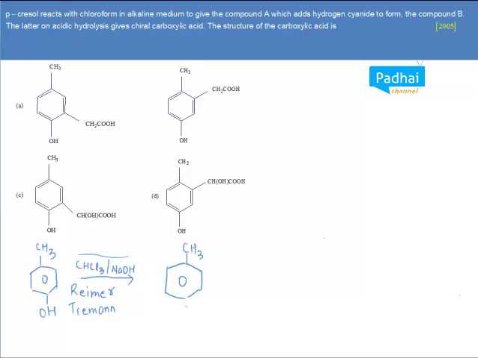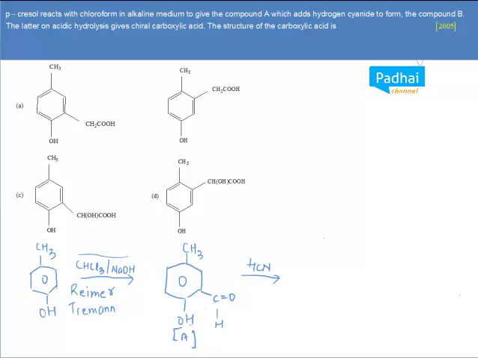Across the ortho position to OH group, an aldehyde or CHO group is added, right? This is what happens in Reimer-Tiemann reaction. So this is the product, right? Now this is the compound, basically this is the compound A, right? Now this A adds hydrogen cyanide, HCN.